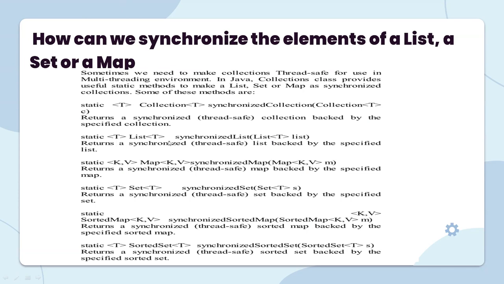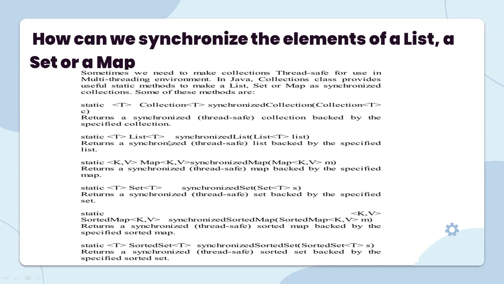Sometimes we need to make a collection thread safe for use in a multi-threading environment. In Java, the Collections class provides useful static methods to make a list, set or map a synchronized collection. Some of these methods are: static Collection synchronizedCollection.